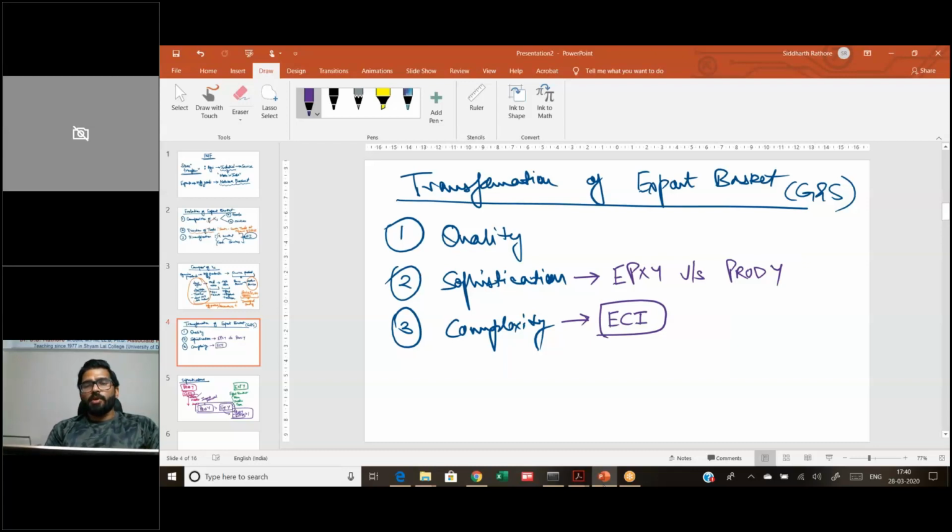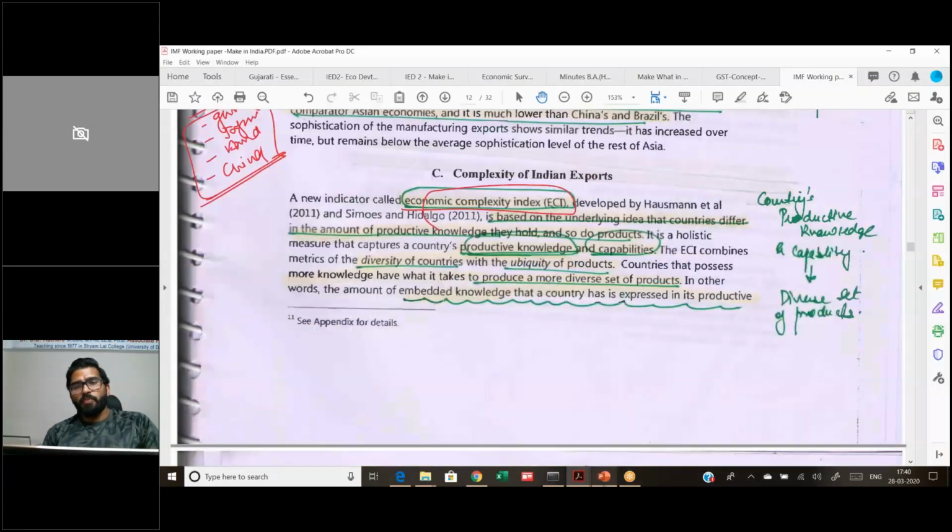Now, what is the economic complexity index? The economic complexity index basically talks about the productive knowledge and the capability of a country to produce a diverse set of products. A country like China will be able to produce a very diverse set of products because of the kind of productive knowledge that it has.